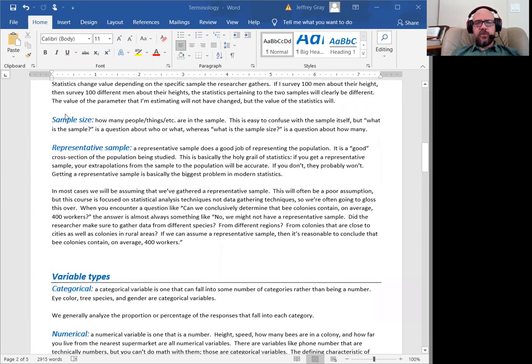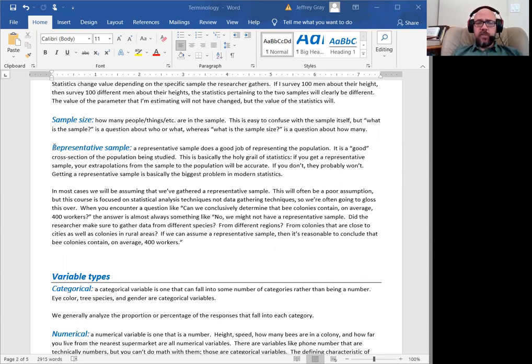All right, and then there's two other things regarding samples. Sample size is how many people, things, etc., are in your sample, which is pretty easy to get confused with the sample itself. But what is your sample is a question about what or who, whereas what is your sample size is a question about how many things are in your sample. So it's what or who versus how many.